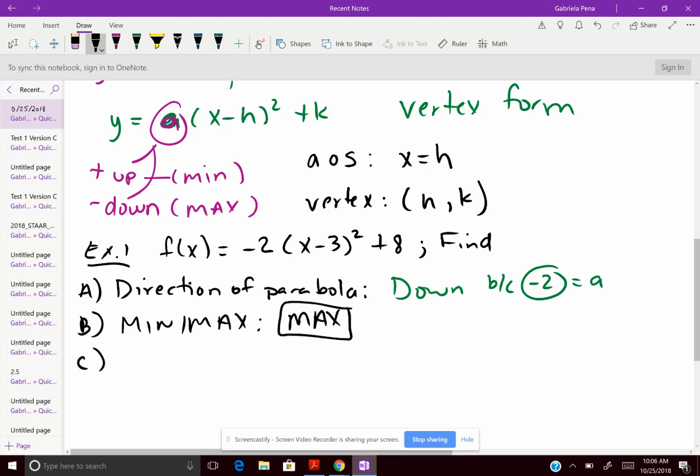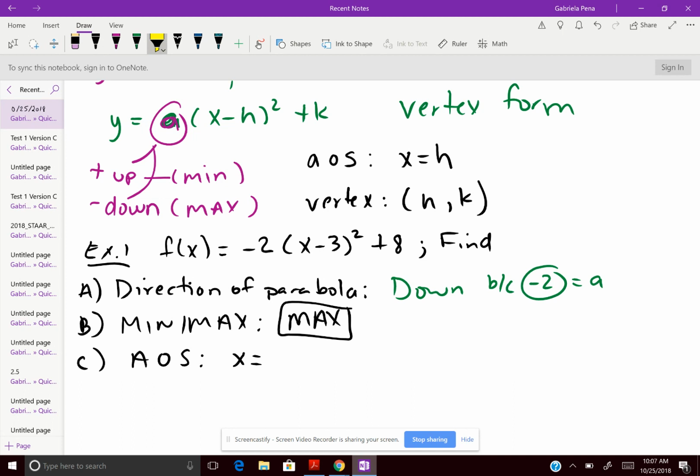Part C, who is your AOS? Well, it says x equals h. Well, what's my h? This is the only part where it's going to be tricky, your h. What do you see there? Is it a 3 or a -3? You see a -3. The square has nothing to do with it. But there's already a minus.